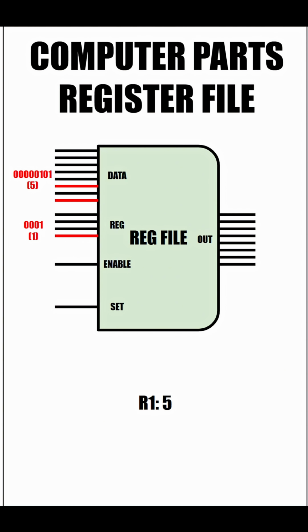Now, even if we take off the data in the set, it is stored. And to enable it, all we have to do is pulse the enable while our register is on 1. And that's the register file.